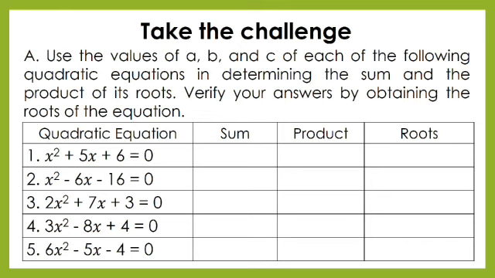For number 1, x squared plus 5x plus 6 equals 0. Number 2, x squared minus 6x minus 16 equals 0. Number 3, 2x squared plus 7x plus 3 equals 0. Number 4, 3x squared minus 8x plus 4 equals 0. And number 5, 6x squared minus 5x minus 4 equals 0.